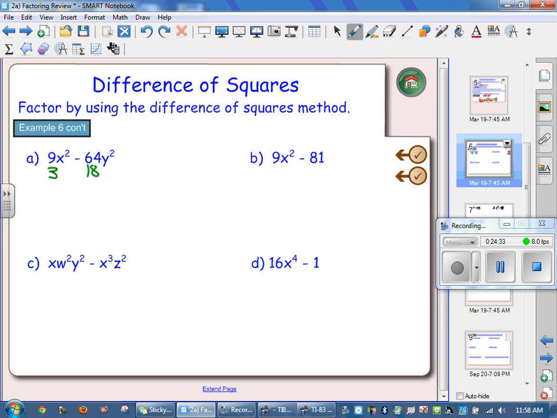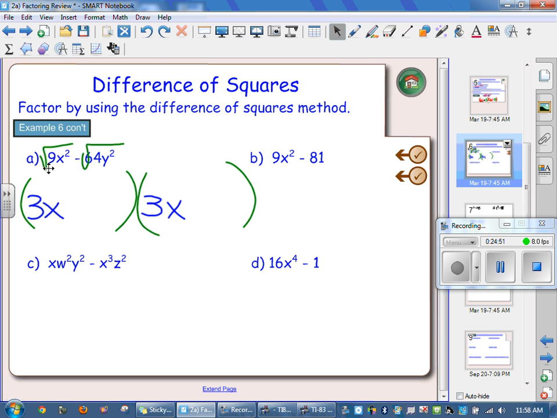So let's open 2 brackets. The root of 9 is 3. The root of x squared is x. The root of 64 is 8. The root of y squared is y. Okay? What do I do now? What's my last step? Plus and minus. Good. Positive, negative, done.